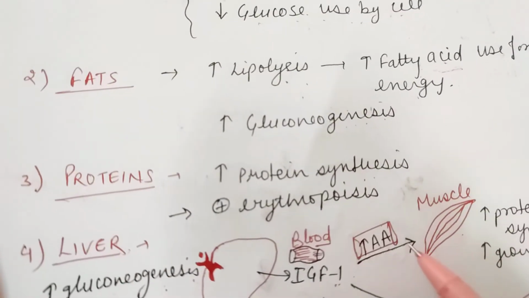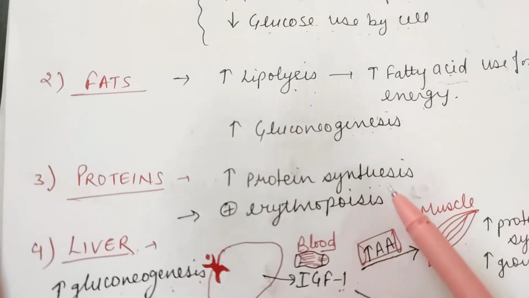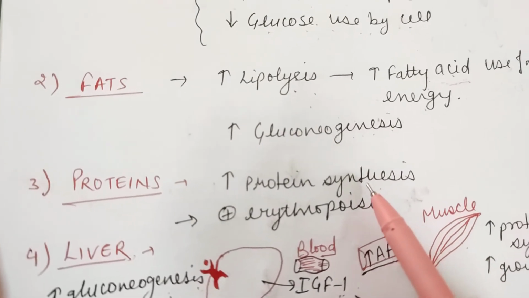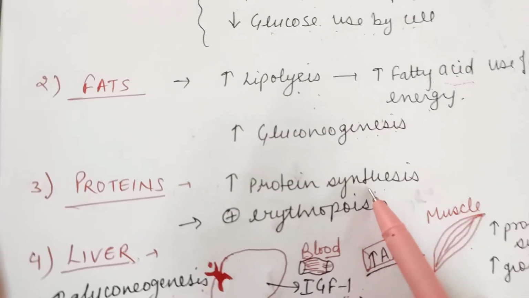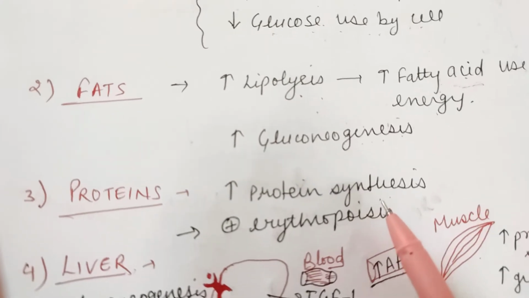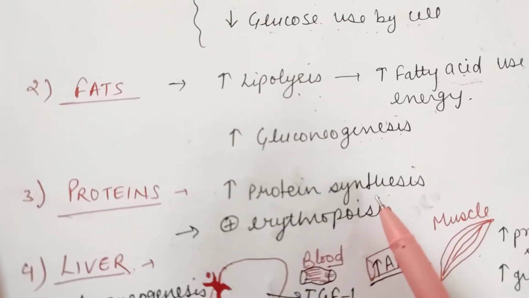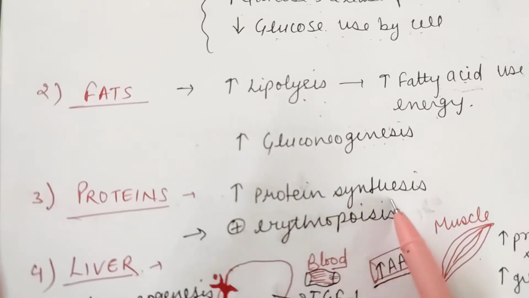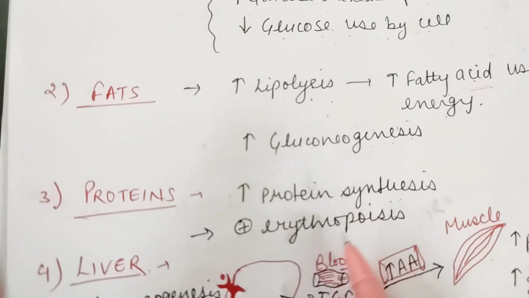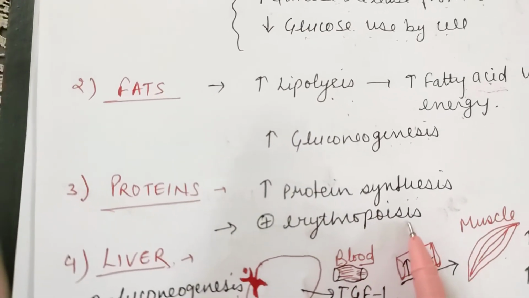Next, coming to proteins. You don't have to remember this, but you know that growth hormone obviously leads to our growth, and growth is obviously via protein synthesis everywhere. So there is an increase in protein synthesis, anabolic in nature. It stimulates erythropoiesis as well.